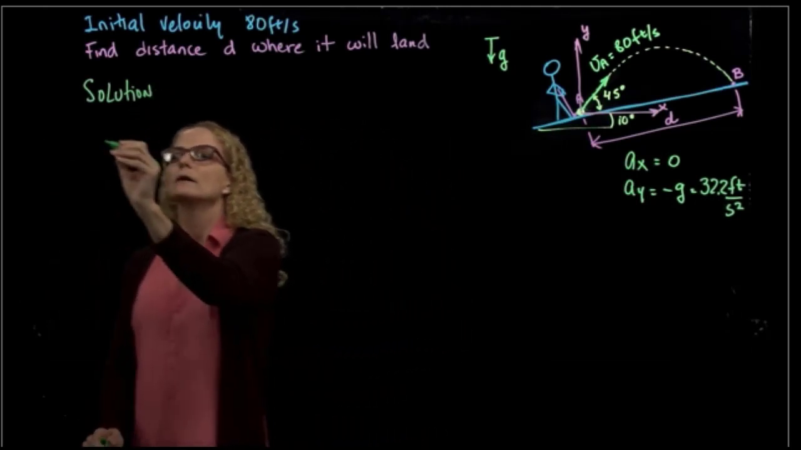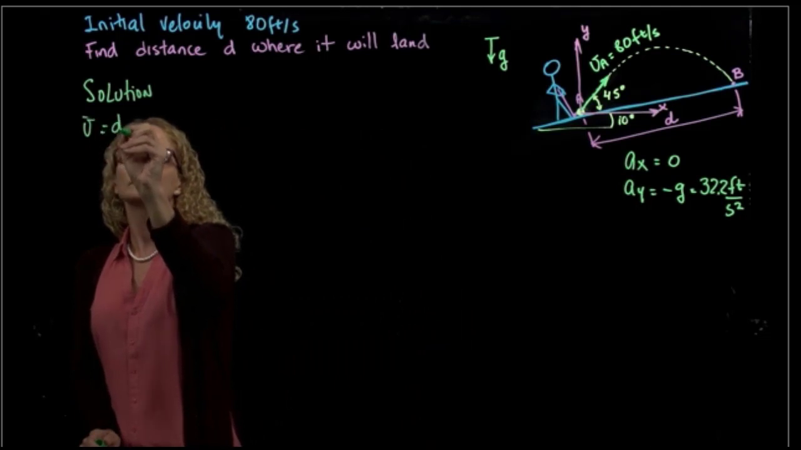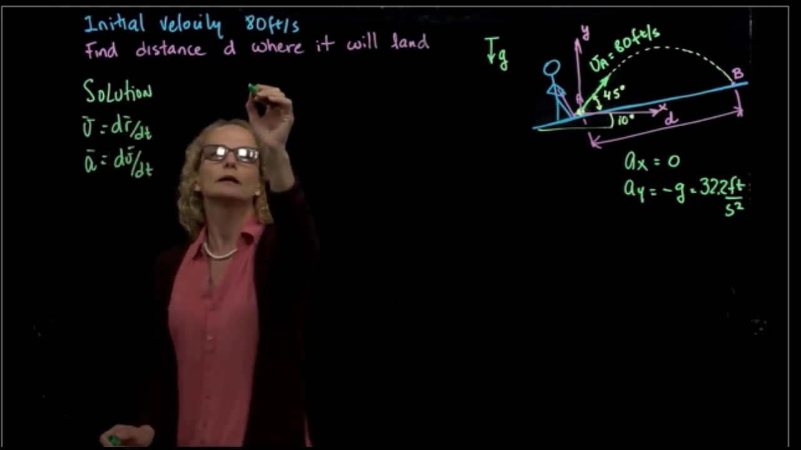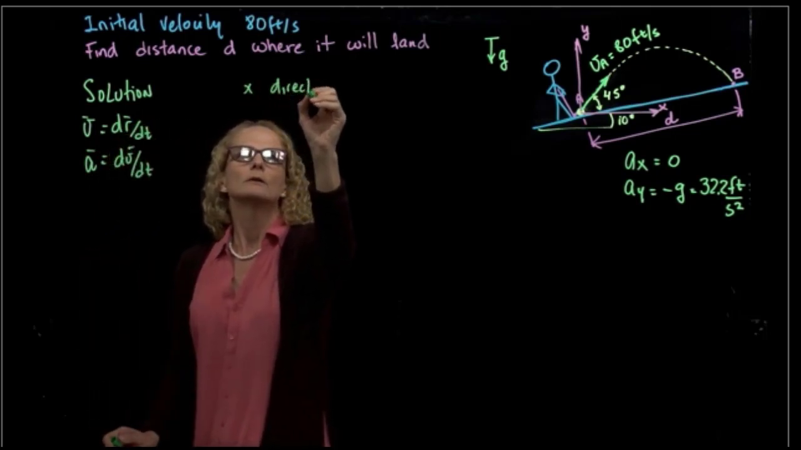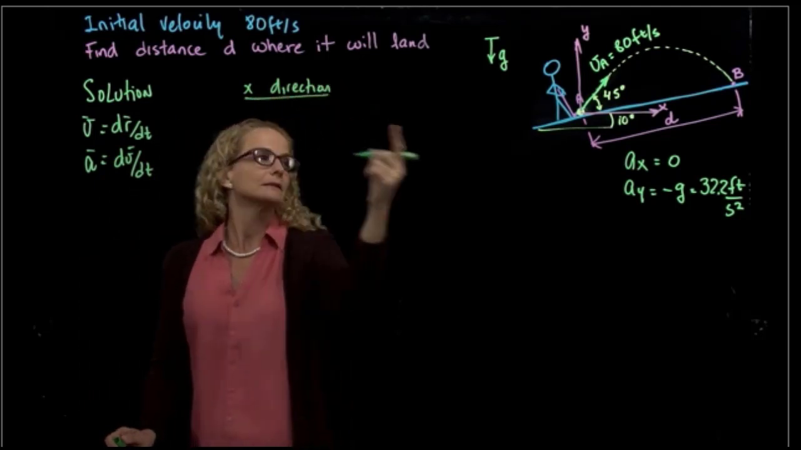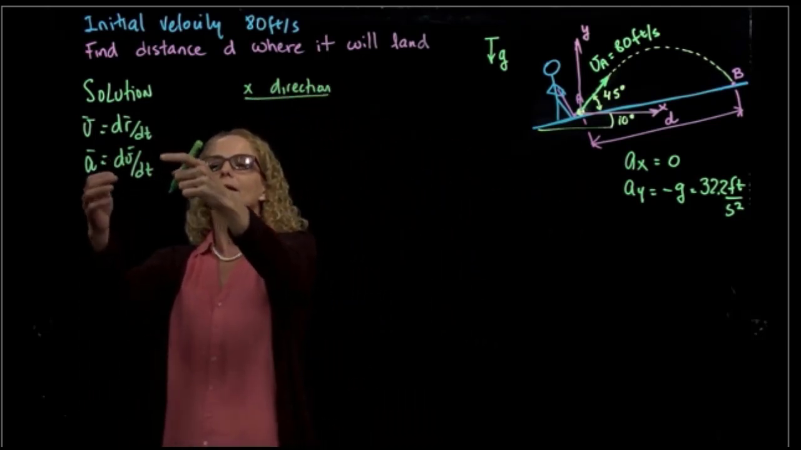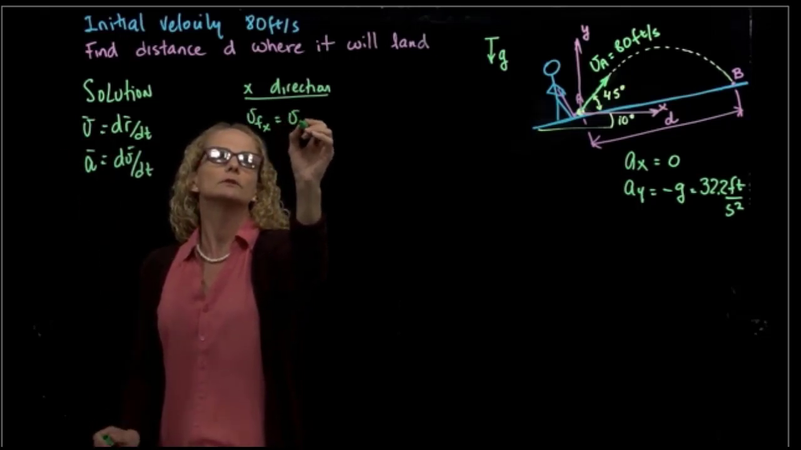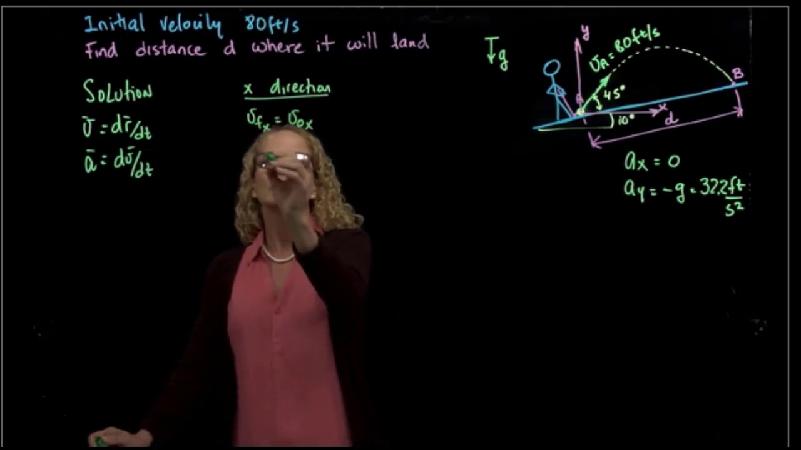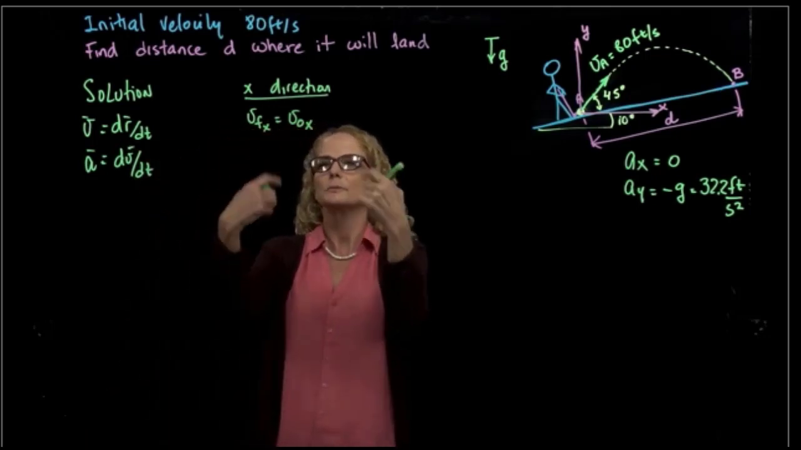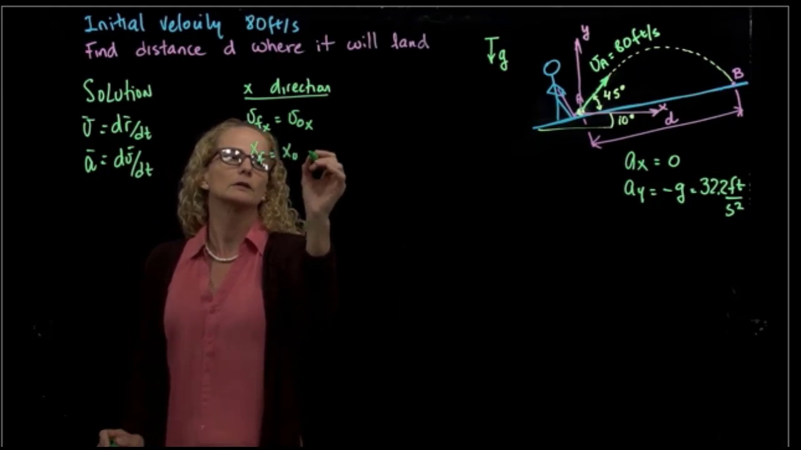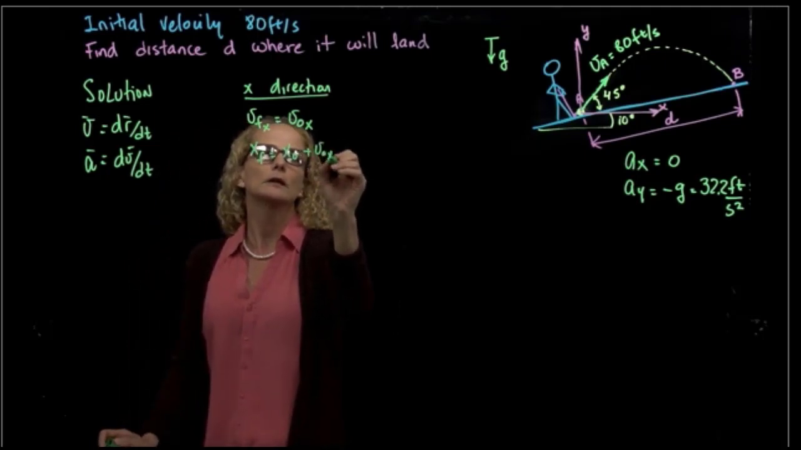We always start with the fact that the velocity is the derivative of the position with respect to time, and the acceleration is the derivative of velocity with respect to time. So in the x direction, we do not have any acceleration, right? We integrate the acceleration and we get that the final velocity in x will be equal to the initial velocity in x, and if we integrate that expression with respect to time, we get that the final position will be equal to the initial position plus the velocity times time.